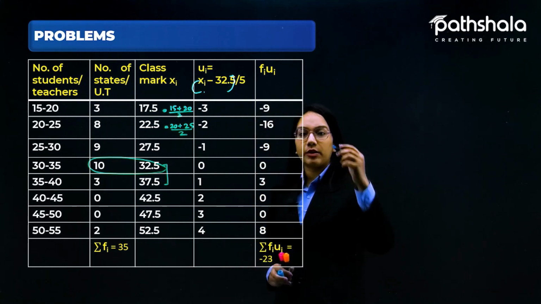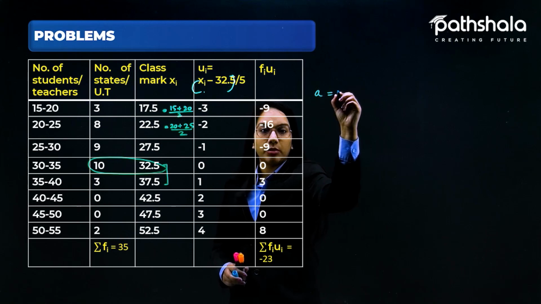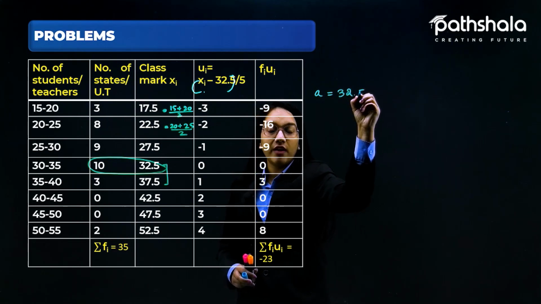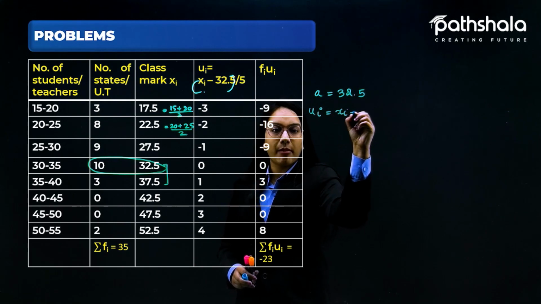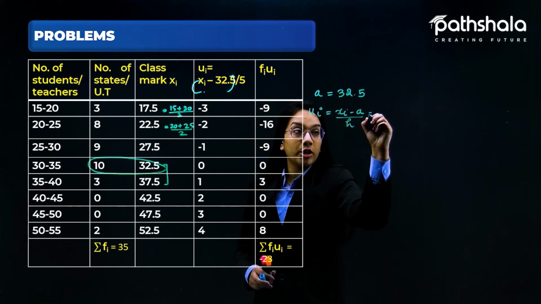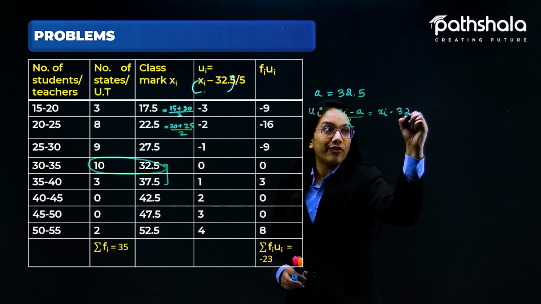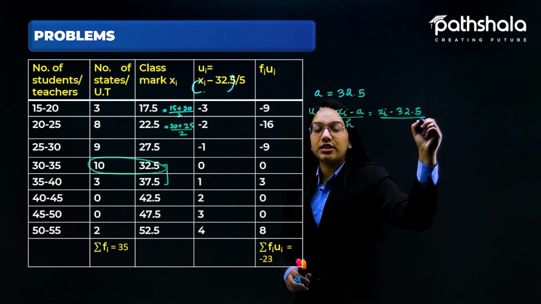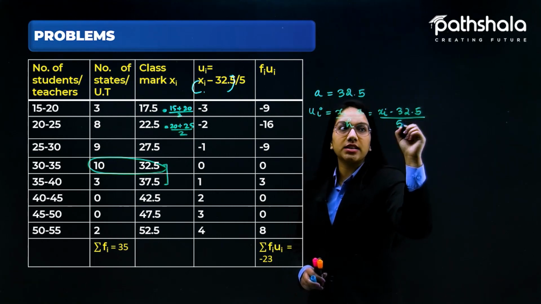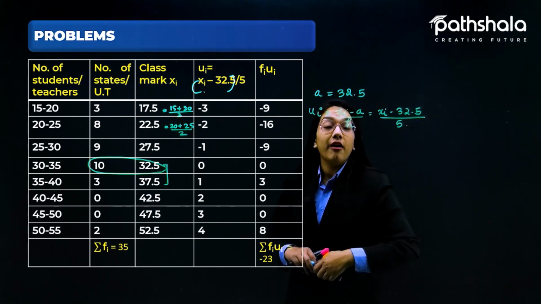So A is nothing but the assumed value, which is 32.5. I am plugging in all the values in the formula (xi minus A) by H. So this would be xi minus 32.5 divided by H. H is the size of the class. You can see the size of the class is 5. So this is (xi minus 32.5) divided by 5.